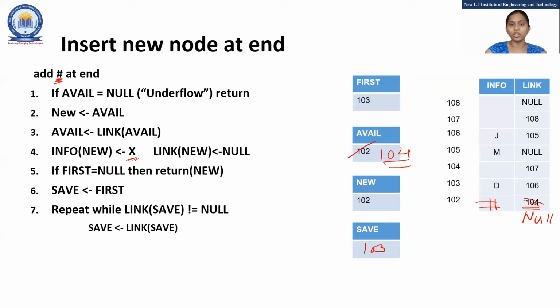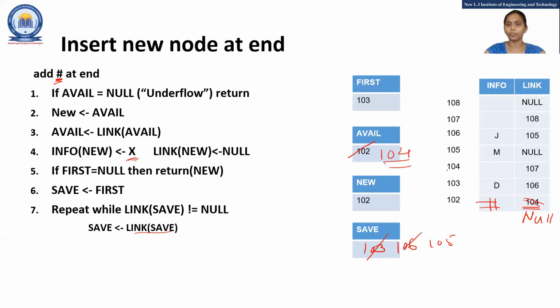Okay, so 103 is my value. Then after, what will be the next value? Look, what is this? 106. So what is the link of save? Save is 103. Then link of save is 106. So the newly updated value of save is 106. Now 106 is pointing to which node? 105. So your new value would become 105.